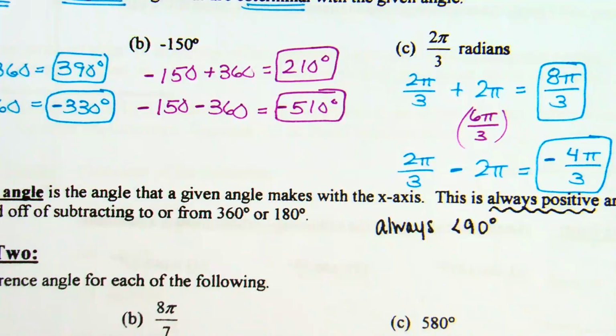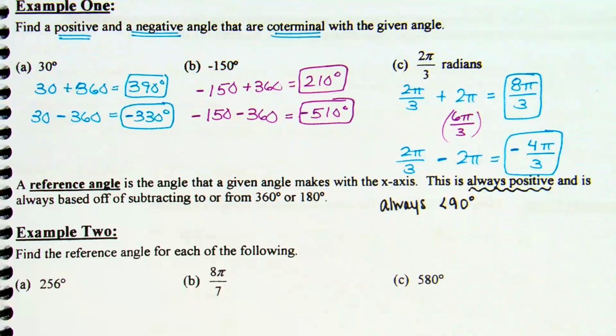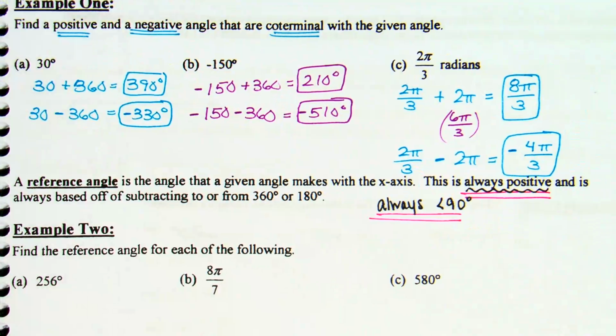This was all coterminal angles. So I'm giving 2 names for the same angle. Tomorrow, we will start talking about reference angles, which are important anytime we're trying to find trig values. So you have to have that understanding. A reference angle is the angle that a given angle makes with the x-axis. This angle is always positive and always less than 90 degrees. And it's always based off of subtracting from or to 360 or 180.